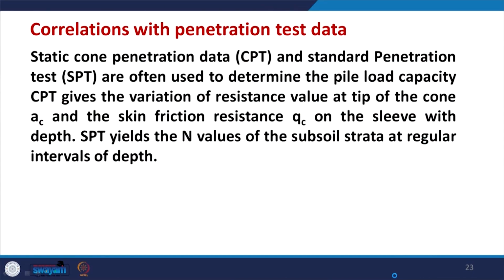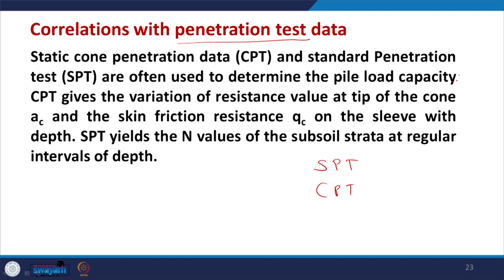Now, the last category to get the vertical load carrying capacity of piles is called correlations with penetration test data, and the name itself says penetration test. You may be aware that when we talk about penetration tests, two of the most popular tests are SPT, that is standard penetration test, and CPT, cone penetration test. Static cone penetration data, that is CPT, and standard penetration data, SPT, are often used to determine the pile load capacity.